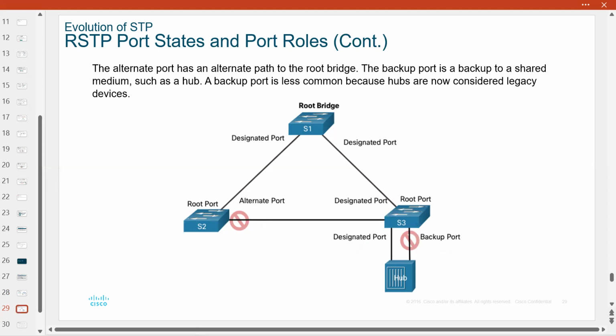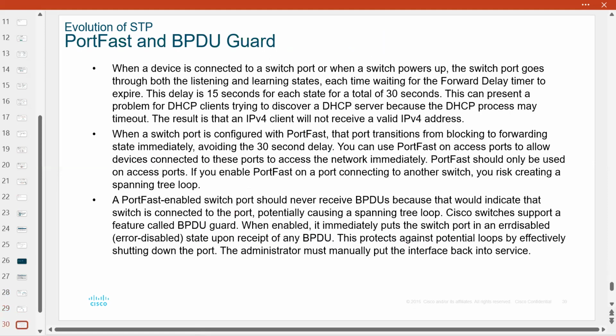All right, let's look at what else we have. PortFast and BPDU guard. What is PortFast? PortFast is a mechanism that speeds up the network by transitioning directly from blocking to the forwarding state. So the 5 states that I mentioned: disabled, blocking, listening, learning. Then lastly, we have forwarding.